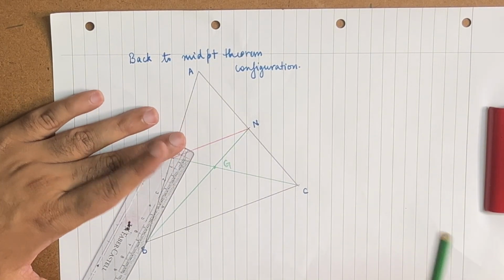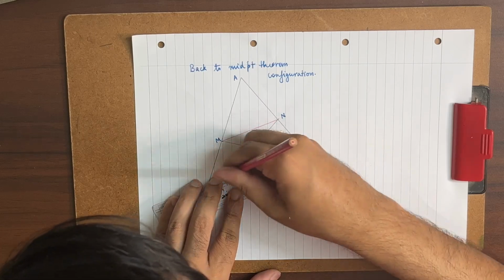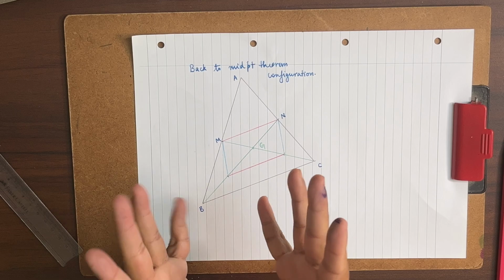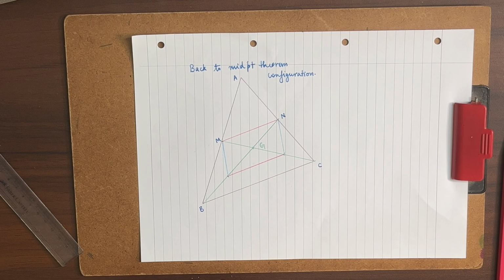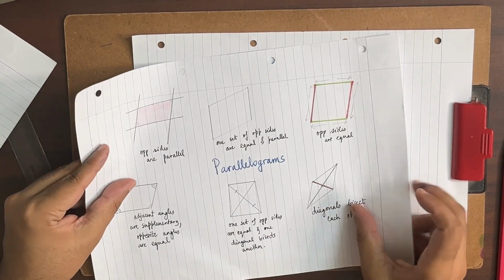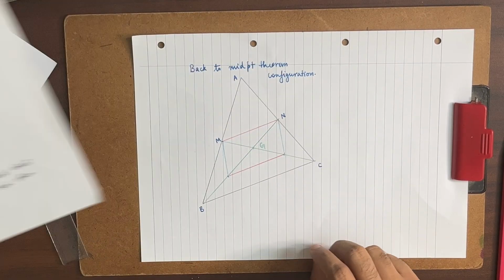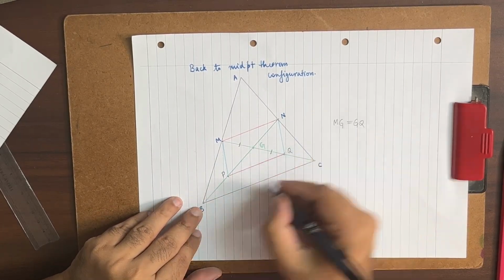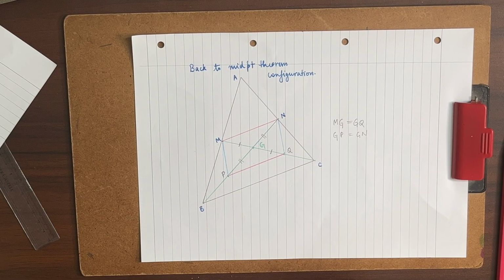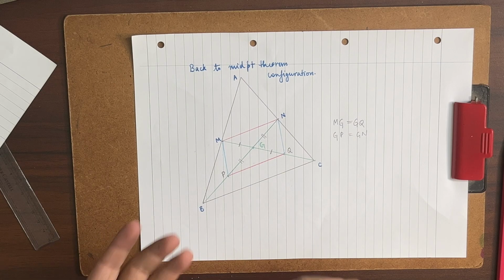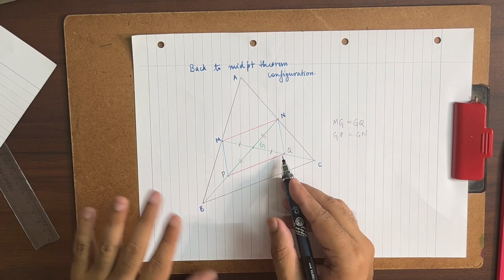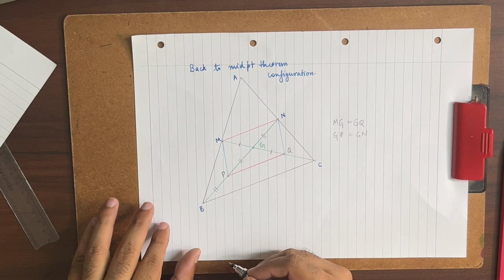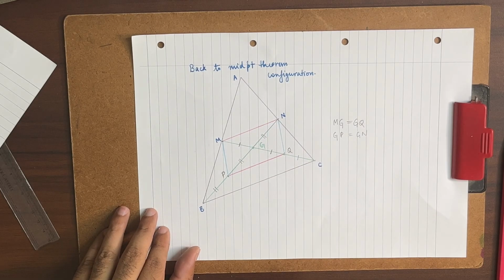So what does that mean? It means that once you have a parallelogram, you have so many properties of the parallelogram that we have learned today. One of the properties of the parallelogram is that diagonals bisect each other. So we learn that. Further, notice P is the midpoint of BG. That's how we constructed it, using the midpoint theorem. P and Q were midpoints of BG and CG. So therefore, PG is also equal to PB and GQ is also equal to QC.